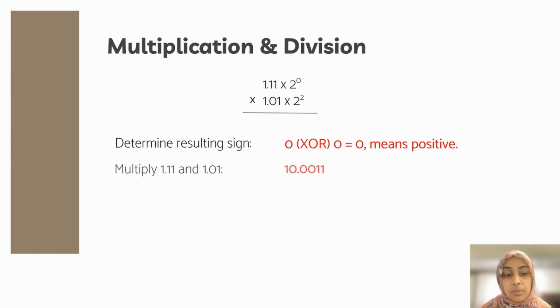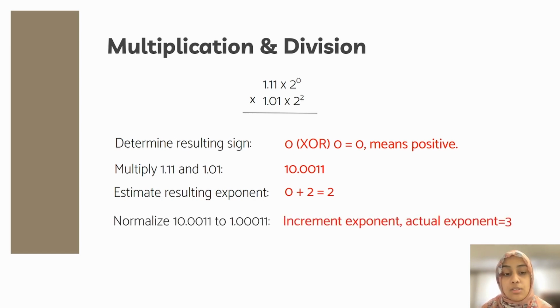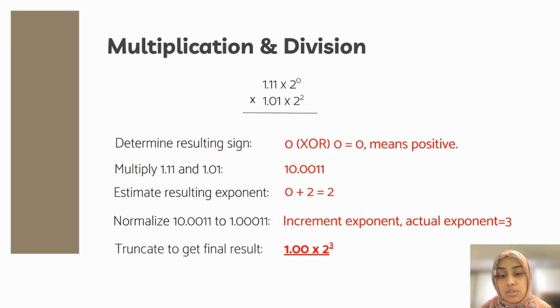Then we need to multiply the two mantissas in a similar way to integer multiplication. Now we need to estimate the resulting exponent by adding the two exponents of the numbers. And now we need to normalize this number by ensuring that the decimal is placed after the leading 1. So the actual exponent will now be 3. Then we need to truncate the result to ensure that the precision is equal to 3, and this gives us our final result. Now, Lucas will be showing you our implementation.